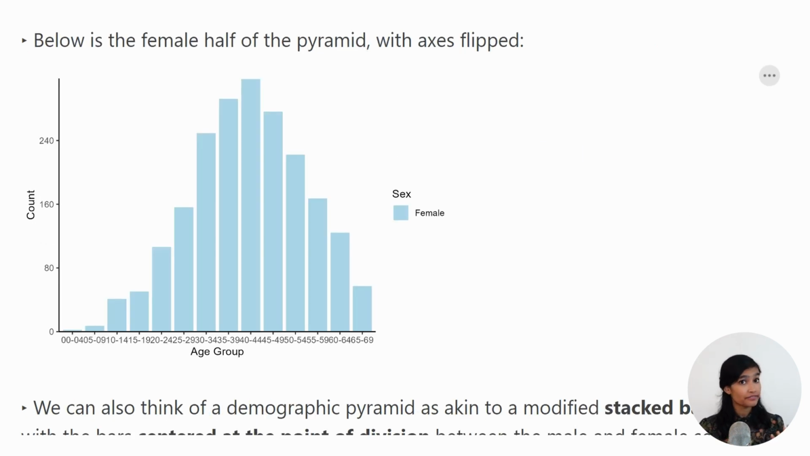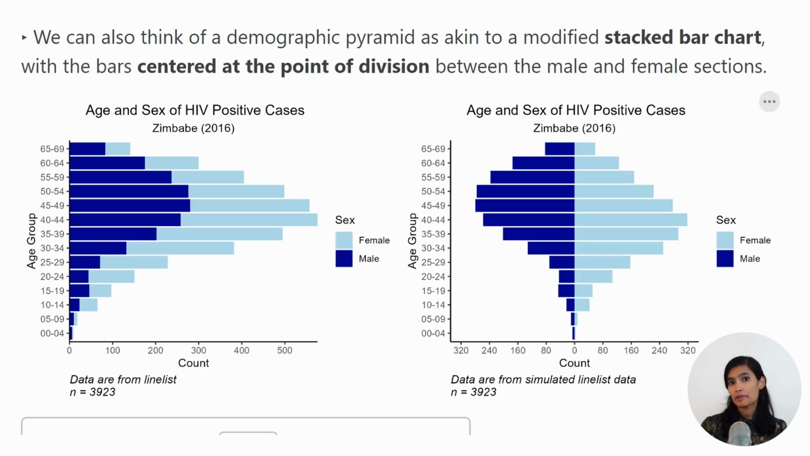If we look at just the female half of the pyramid with the axes flipped 90 degrees, you can see that it looks like a regular bar graph, which we know how to plot with geom_col and ggplot2. A demographic pyramid can also be thought of as a specialized version of a stacked bar chart.